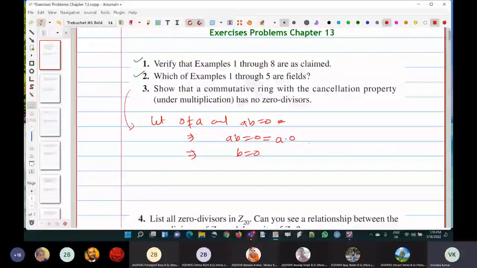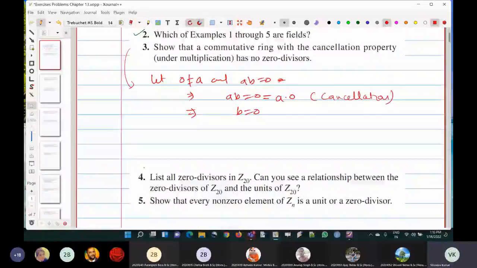We are using the cancellation property here, as it is given. So once the product of two is 0, one of them is 0. This is what we mean to say when we say that it has no zero divisor.